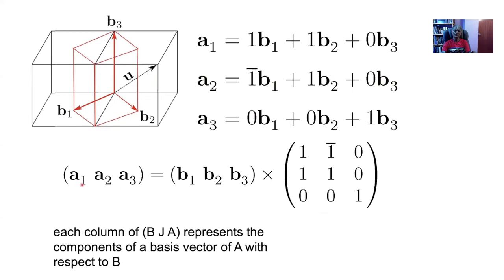So this is a row vector containing the basis vectors A1, A2, and A3. And this is a row vector for the basis B. And these are the components arranged in columns. So each column of this matrix, which we'll call BJA, represents the components of the basis vector of A with respect to B. So if I multiply this matrix by, for example, the 1, 0, 0 of the basis A, then I will get 1, 1, 0 in the basis B, which is exactly the definition that we've created. So BJA is a coordinate transformation matrix, and you can multiply it by any vector in the basis A to obtain the information from the basis B.